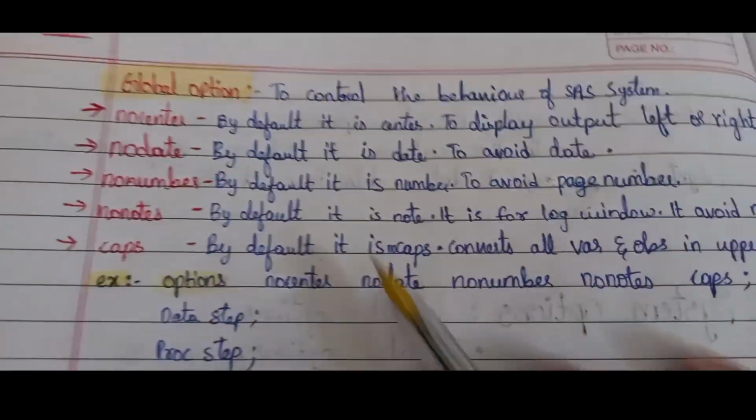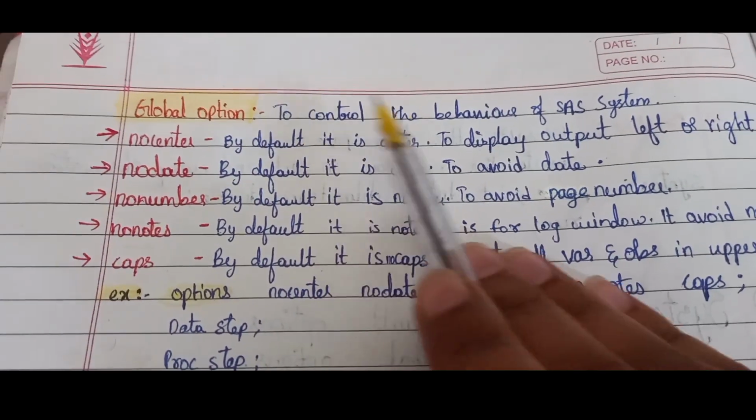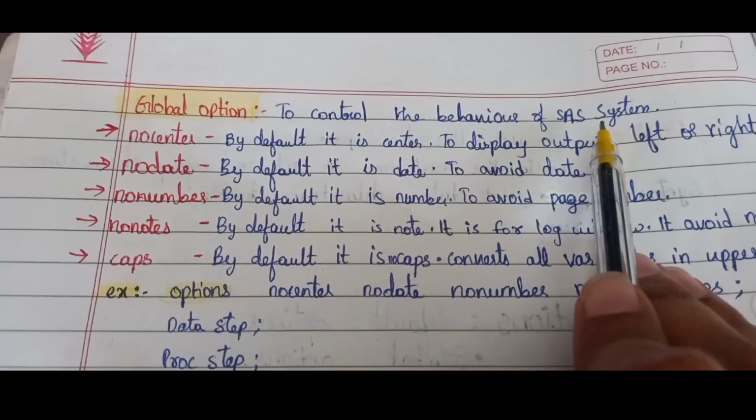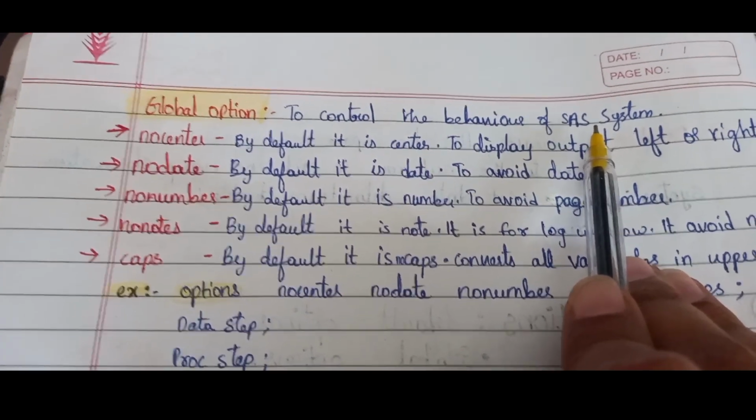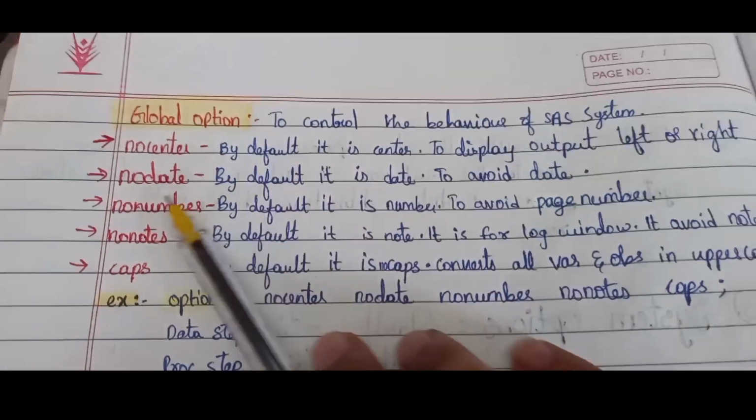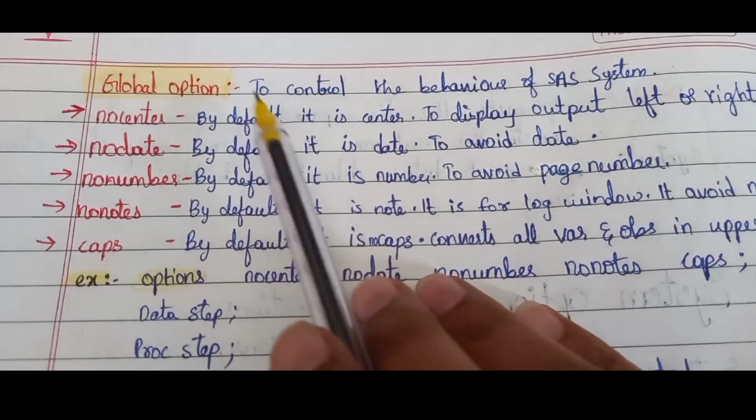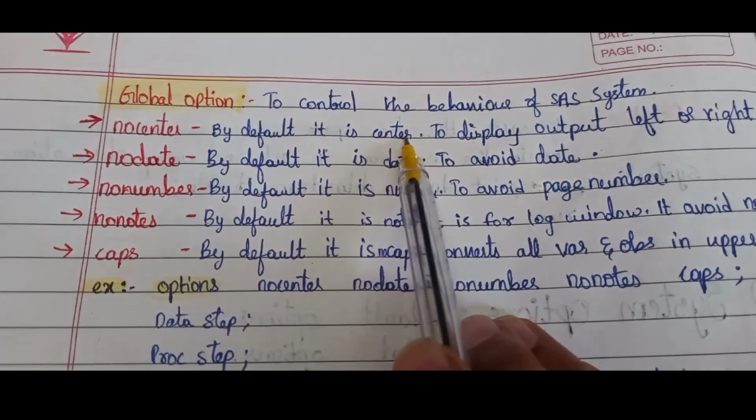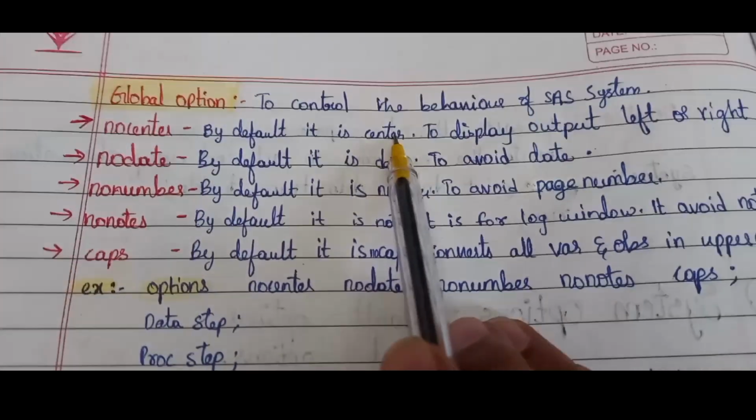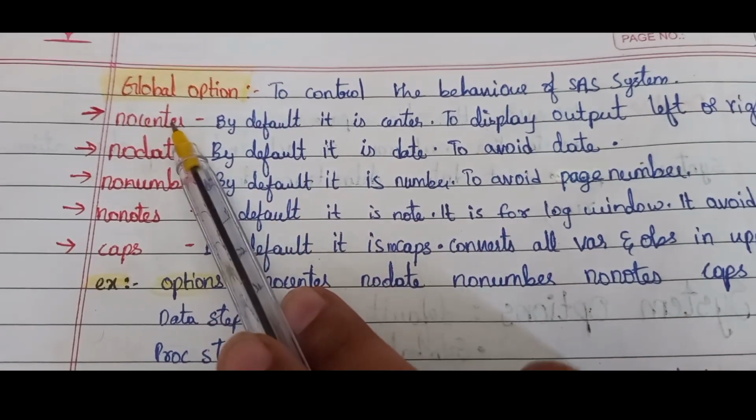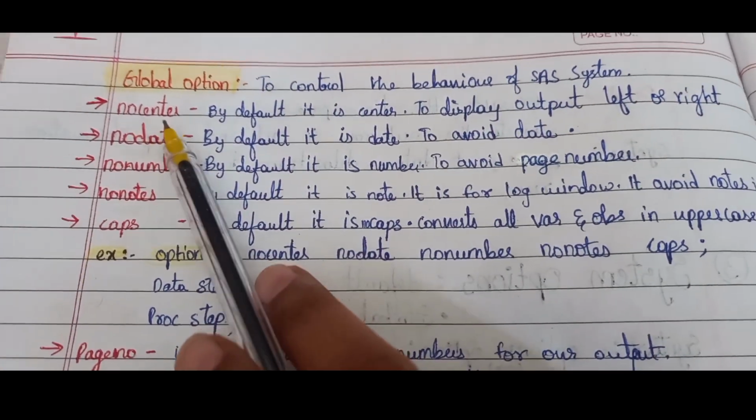So what is the purpose of global options? To control the behavior of the SAS system. You can change the values of one or more SAS system options. The first option is nocenter, meaning by default it is center. Output will be displayed in the center only. So if we don't want center, then we will use nocenter, to display output on the left or right.